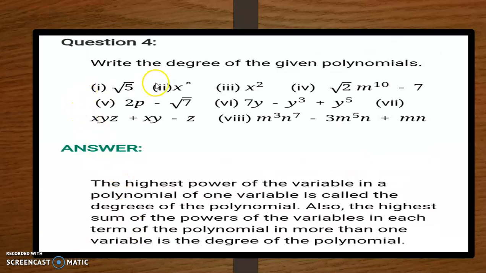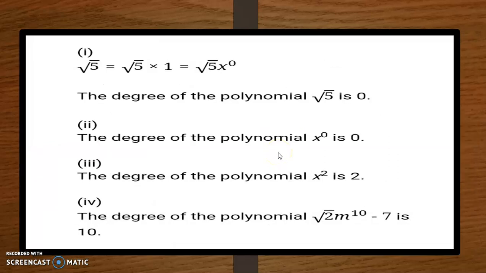Question 4. Write the degree of the given polynomials. Now when the variable is a single one, that means if the polynomial has only one variable, the highest index is considered as the degree. But if it has more than one variable, you have to add up the indices and the highest sum will be considered as the degree. So we'll see question-wise.